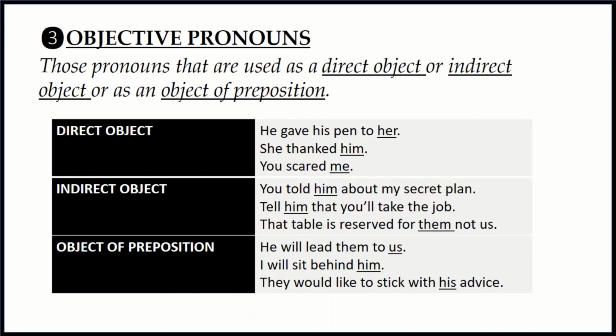Then we have objective pronouns. These are pronouns that are used as a direct object, an indirect object, or an object of a preposition. Direct objects are those that have a direct reference: there is a verb, there is an action, and that action has a direct relation with that pronoun. For example, he gave his pen to her. So to whom did he give his pen? To her. So her is receiving something by the action of he. So that's a direct relation.